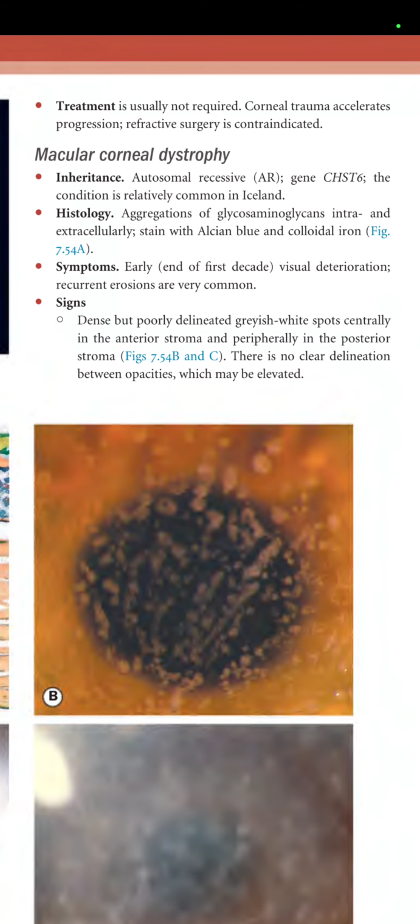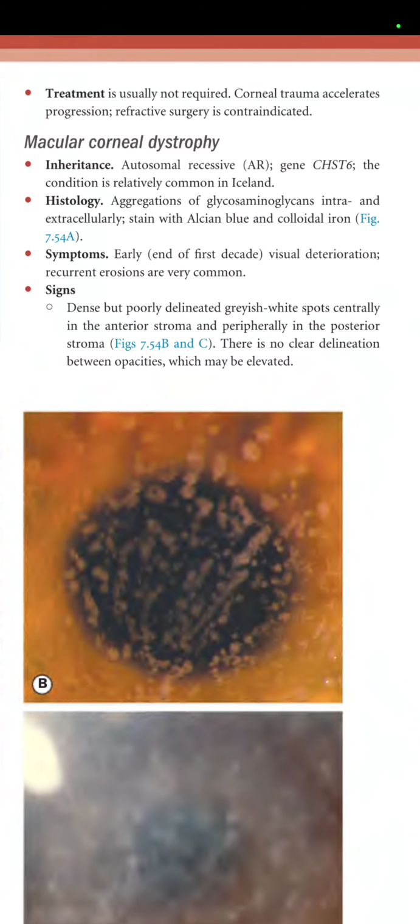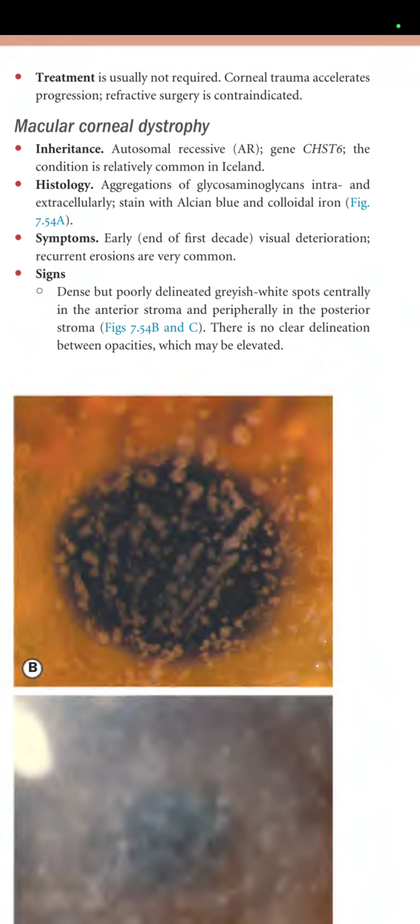mucopolysaccharide. Macular corneal dystrophy is autosomal recessive. So we have usually studied autosomal dominant, but now it is autosomal recessive. Gene is CHST6. The condition is relatively common in Iceland. Histology shows aggregation of glycosaminoglycans intra- and extracellularly, stained with Alcian blue and colloidal iron. Symptoms begin early, by the end of the first decade. Visual deterioration and recurrent erosions are very common.